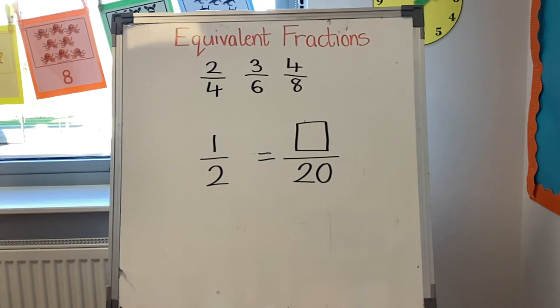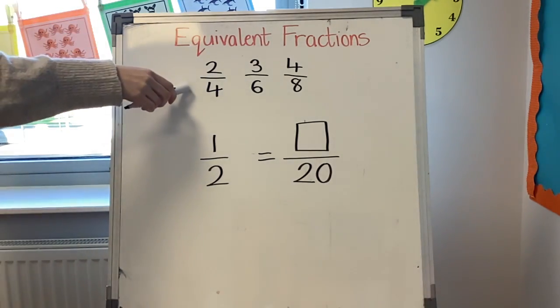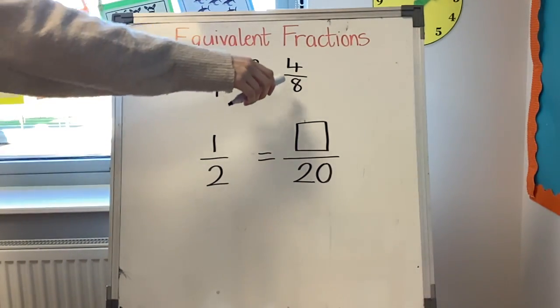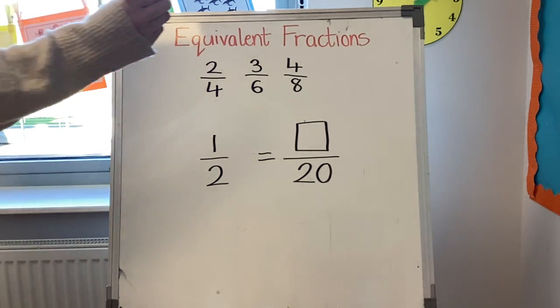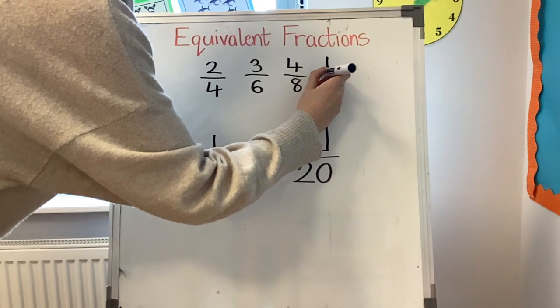Let's start with equivalent fractions. So the word equivalent means equal. So equivalent fractions are fractions that have equal or the same value. So for example, 2 quarters, 3 sixths and 4 eighths, they are all equivalent fractions because they all have the value of a half.